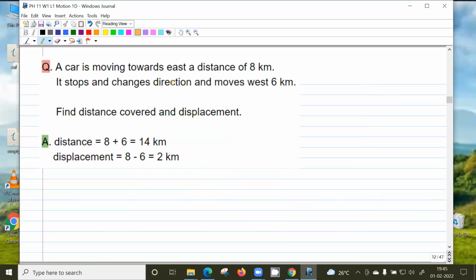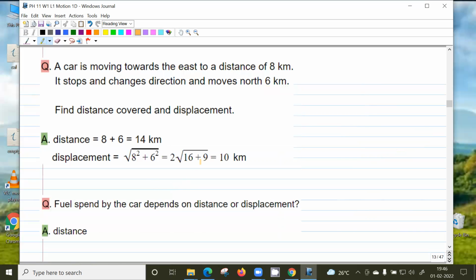I think this is again a simple question. Moving towards east 8 kilometers, and then west 6 kilometers. What is the distance covered and the displacement? Initially it is at the origin. It moves towards east 8 kilometers, and then towards west 6 kilometers. The total distance covered is the path length, that is 8 plus 6, 14. And the displacement is from the initial point to the final point. How far is the final point from the initial point? That is 2.